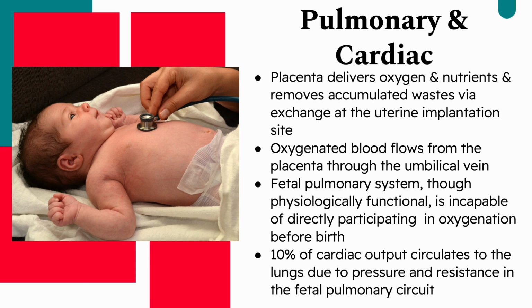Pulmonary and cardiac. The placenta delivers oxygen and nutrients to the fetus and removes accumulated waste via exchange at the uterine implantation site. Oxygenated blood flows to the fetus from the placenta through the umbilical vein. The fetal pulmonary system, though physiologically functioning closer to term, is incapable of directly participating in oxygenation before birth. Less than 10% of cardiac output circulates to the fetal lungs in utero due to pressure and resistance in the fetal pulmonary circuit.